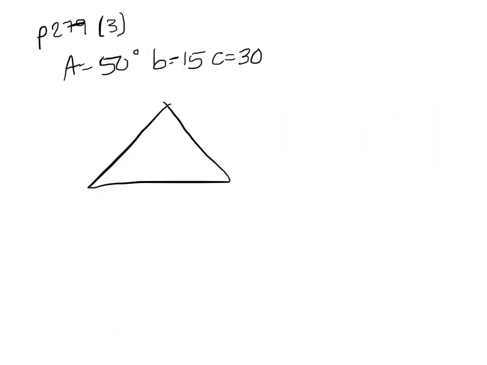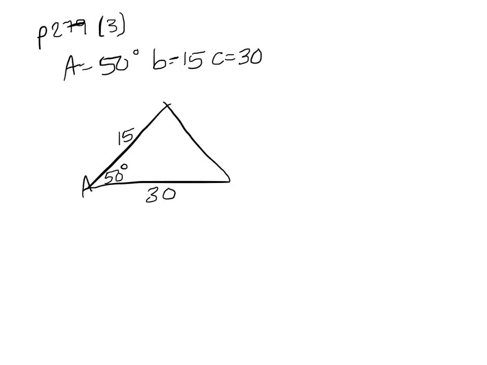All right, so number 3, we've got A is 50 degrees, and B is 15, and C is 30. So could use law of sines. Well, we've got side, angle, side. So which one does that fit in? Look on your formula sheet, side, angle, side. The law of cosines. So we're going to go with the law of cosines then.